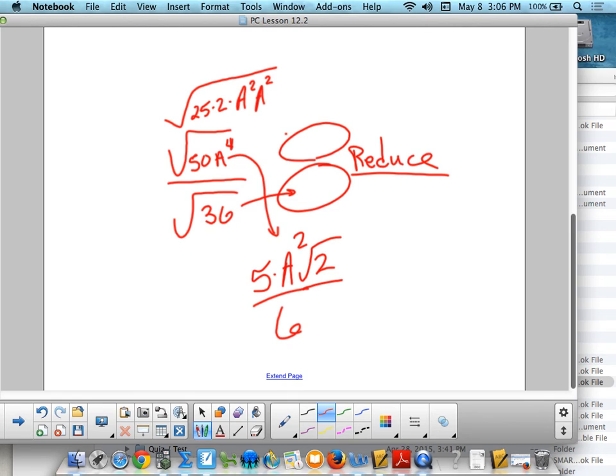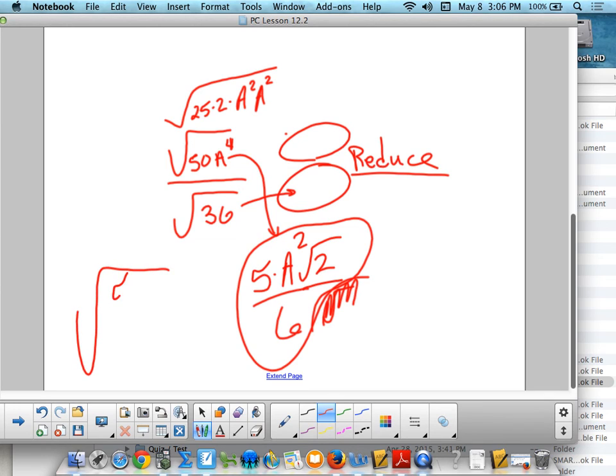A over, there are no A's. Square root over square root you can do, but you don't have a square root over it. It just stays like that. So this is the answer right there. I mean, they don't always look like this. Sometimes they look like this.